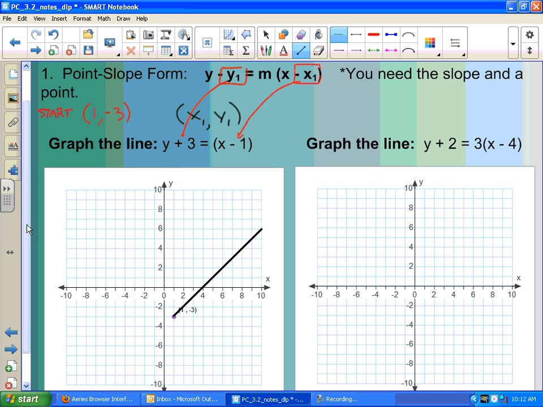Here's my equation. Graph. So point slope to slope intercept. Same thing. Start at a point, go where my slope tells me to go. Standard form, we cover things up.